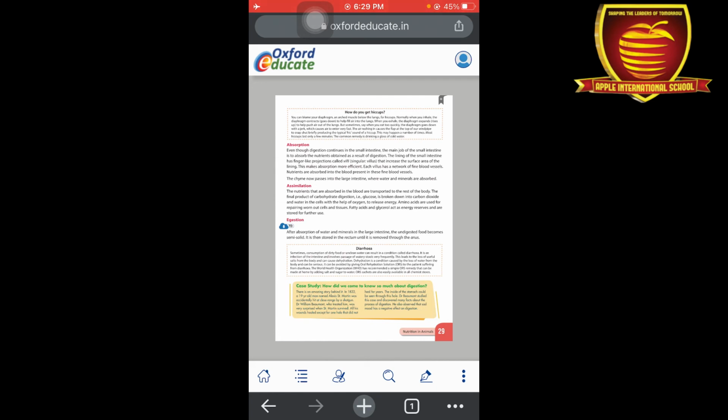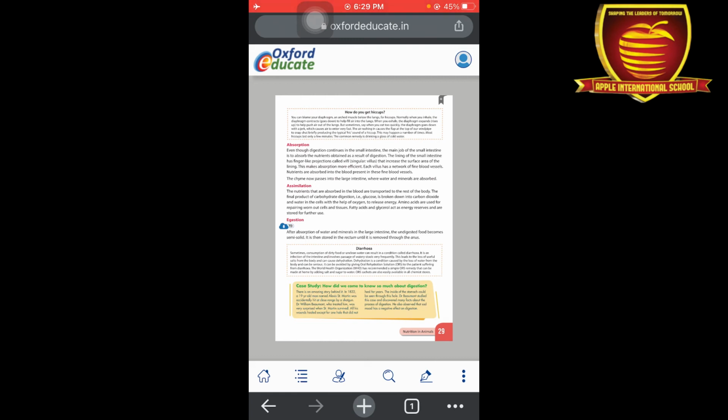Okay, so here we can read, even though digestion continues in the small intestine, the main job of the small intestine is to absorb the nutrients obtained as a result of digestion. Inside the small intestine there is a finger-like structure. What is the main function of that finger-like structure? That finger-like structure increases the surface area of absorption of nutrients. Okay, and that finger-like structure is known as villi.